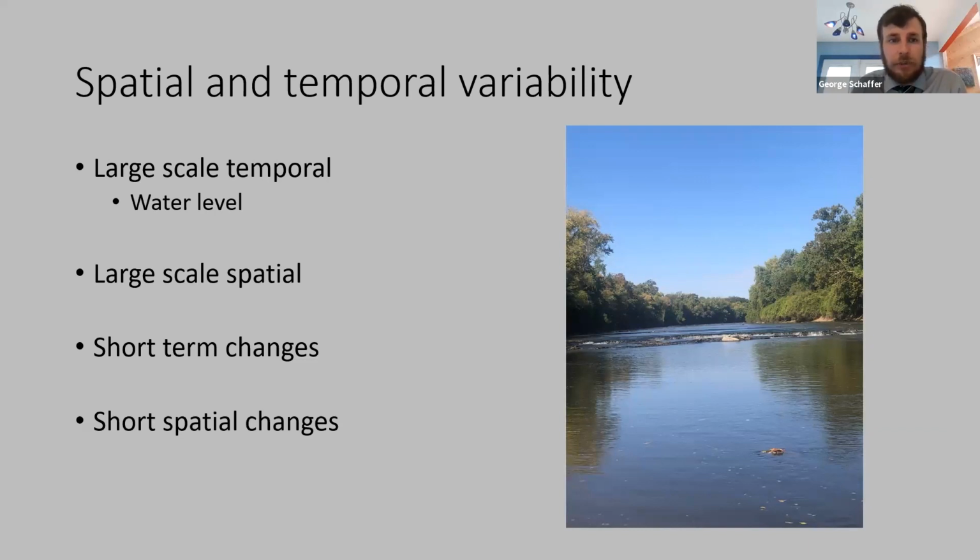Through this large-scale temporal variation, you can see a difference of water levels within these large rivers, but also discharge. For example, this would be in the springtime after a major snowmelt. Water discharge is going to be higher compared to late summer, early fall, when drought typically occurs, where discharge might be lower.